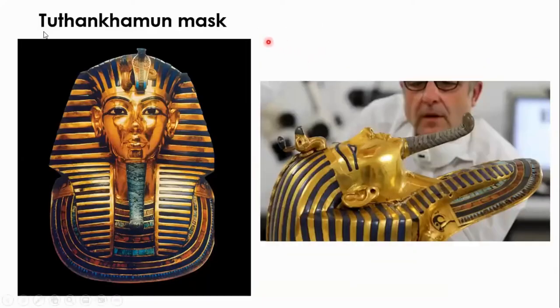This is King Tut's mask. This is his death mask. So after the mummy was put on, this was created, and they would put this mask on top. And this is actually fully gold. This whole thing is made of solid gold.